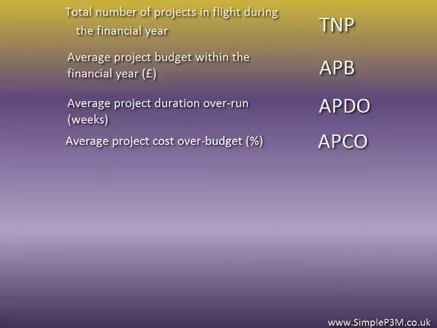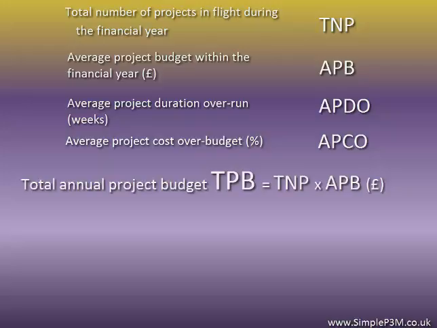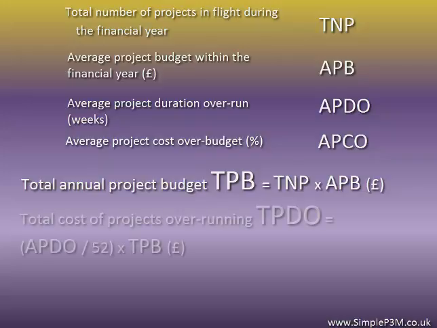The total annual project budget, let's call it TPB, is then easily calculated as the total number of projects times the average project budget, or TNP times APB. The total cost of projects overrunning, let's call it TPDO, is therefore equal to the average project duration overrun, which we input in weeks, so we therefore need to divide that by 52 to get into years, multiplied by the total project budget, which we just calculated.